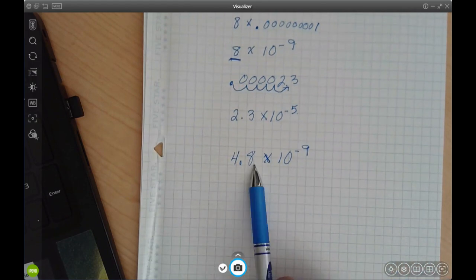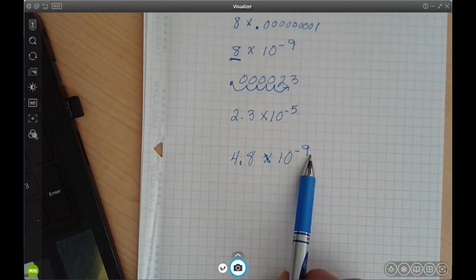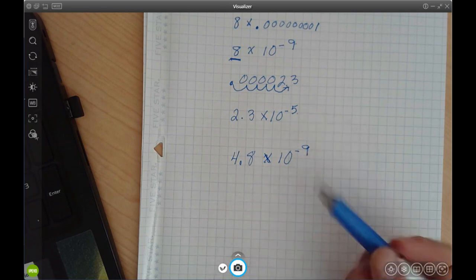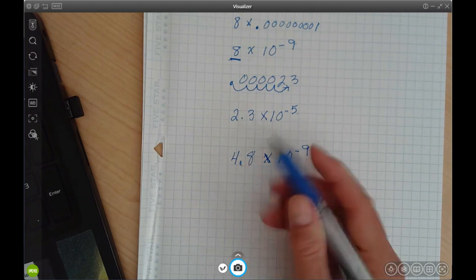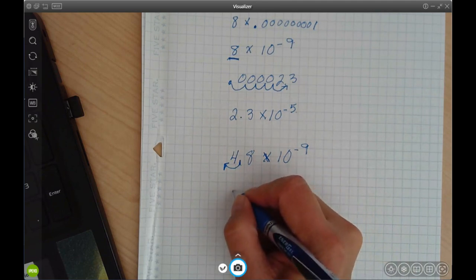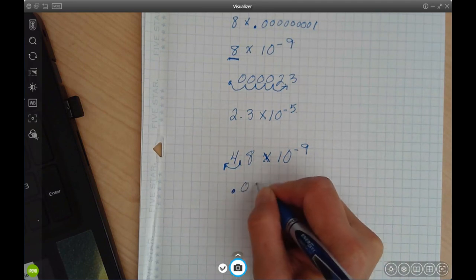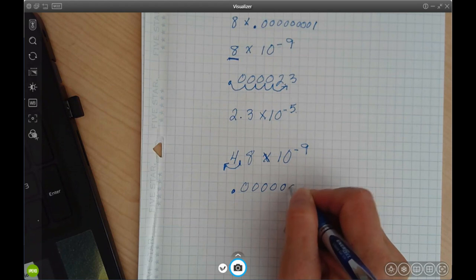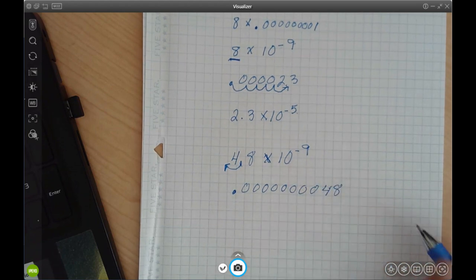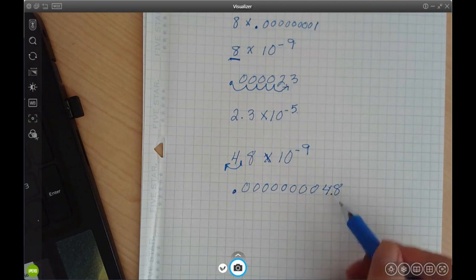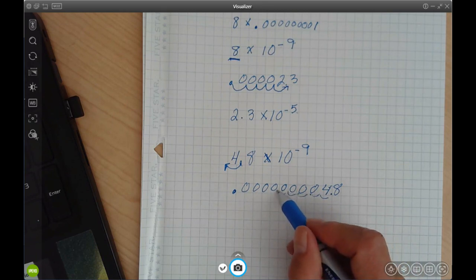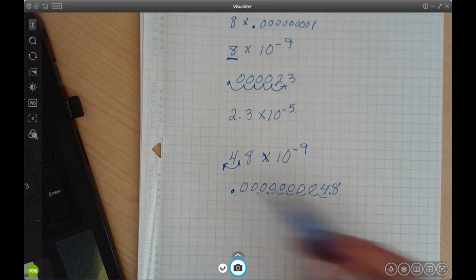So 4.8 times 10 to the negative 9 means divide this number by 10 9 times. So I'm going to move this decimal 9 places. So that's one place. How many more places? 8 more places. So that's how many zeros I put out front. 1, 2, 3, 4, 5, 6, 7, 8, and then my 4, 8. And remember, the decimal was here. So if I check my count, 1, 2, 3, 4, 5, 6, 7, 8, 9.